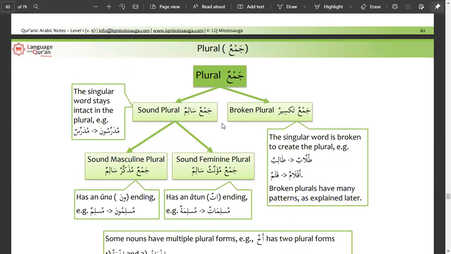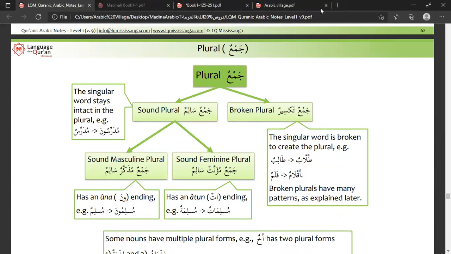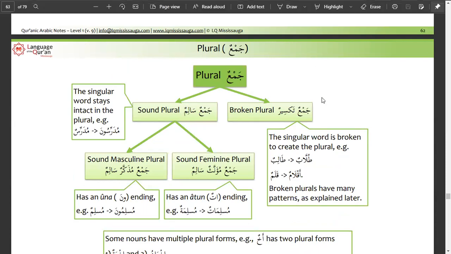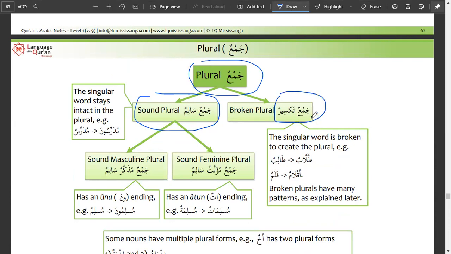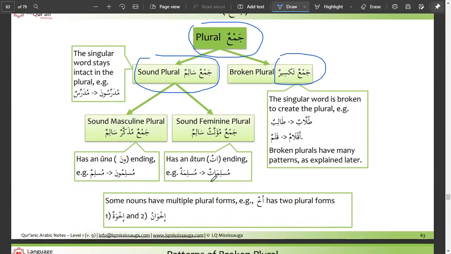So we call it Jamma Salim. In Arabic, plural is Jam'un. Sound plurals, we call Jam'un Salim, and broken plurals, we call Jam'un Taksirun. This one we have learned.